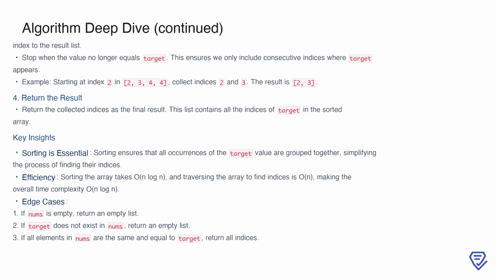A few key insights emerge from this approach. First, sorting is a foundational step because it guarantees that all target values are grouped together. Secondly, the algorithm is efficient, with an overall time complexity of O(n log n), due to sorting and an additional O(n) for traversing the array. Lastly, we must handle edge cases, such as when the array is empty, the target is absent, or all elements in the array are equal to the target.